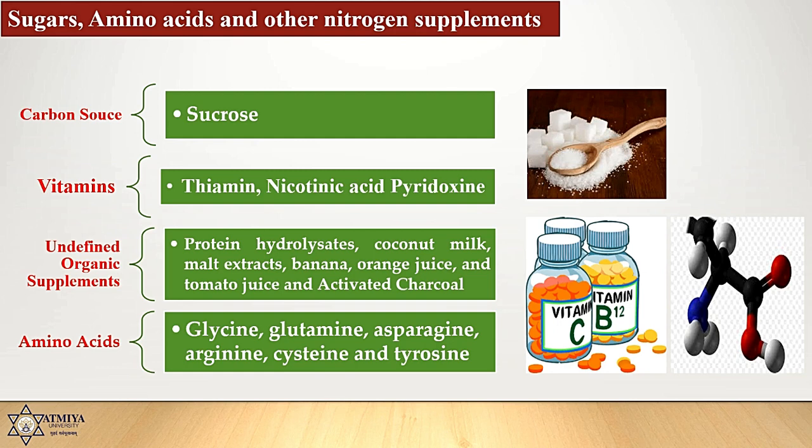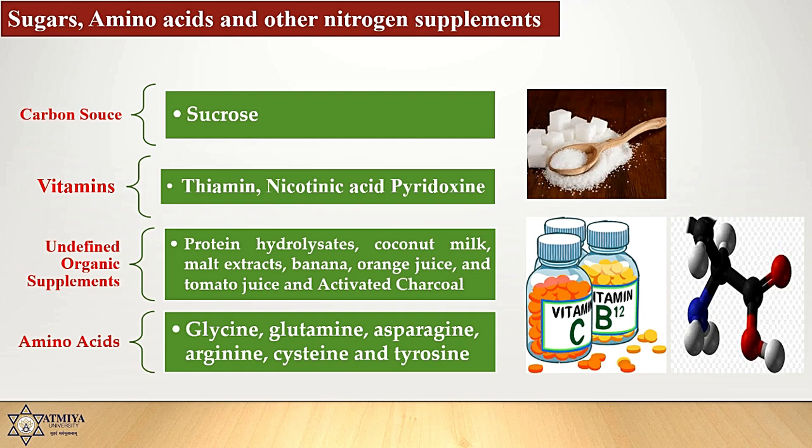Examples of amino acids included in culture media to enhance cell growth are glycine at 2 mg per liter, glutamine up to 8 mg per liter, asparagine at 100 mg per liter, L-arginine and cysteine at 10 mg per liter, and L-tyrosine at 100 mg per liter. Tyrosine has been used to stimulate morphogenesis in cell cultures but should only be used in an agar medium.